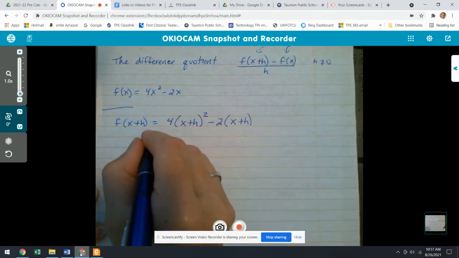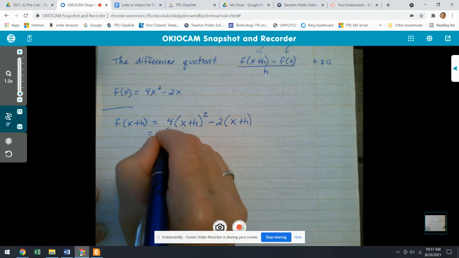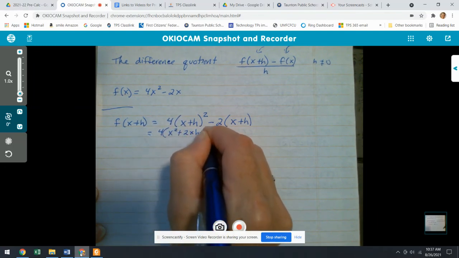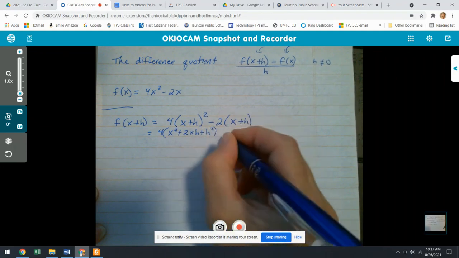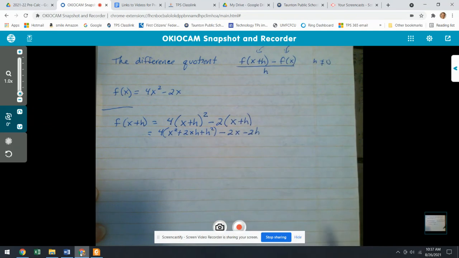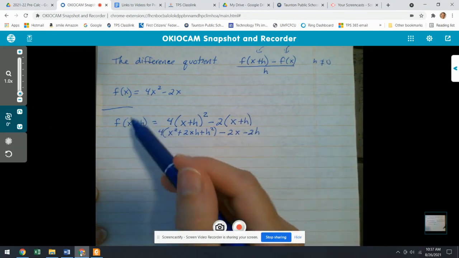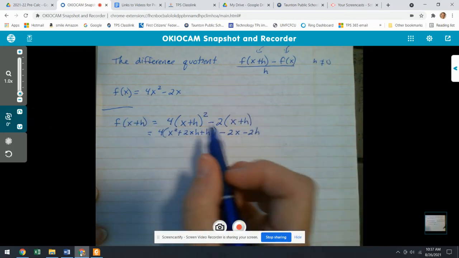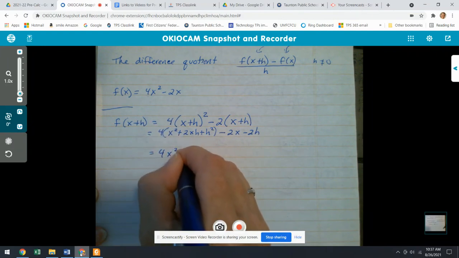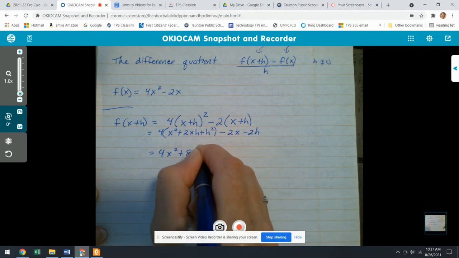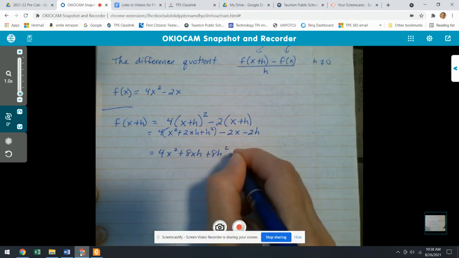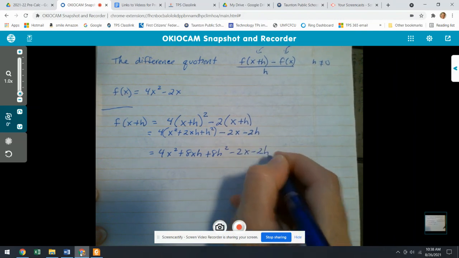Okay, so 4, and then if I square this out, I'm going to get x squared plus 2xh plus h squared minus, I'm just going to distribute that through. And then before the last step I want to do on this part, I'll just distribute through the 4. So I'm just going to skip a line so I have some space. 4x squared plus 8xh plus 4h squared minus 2x minus 2h.